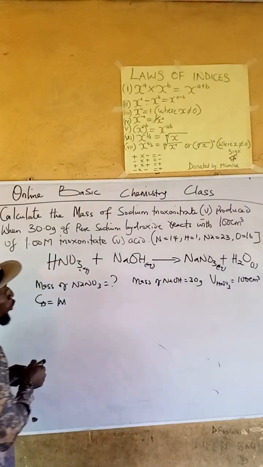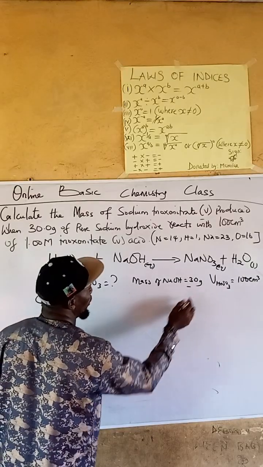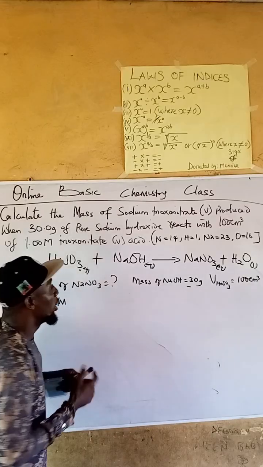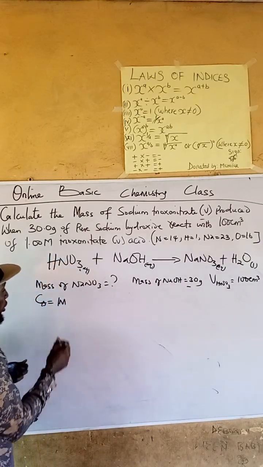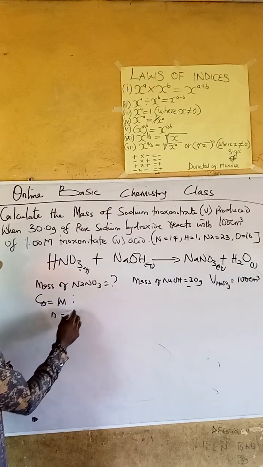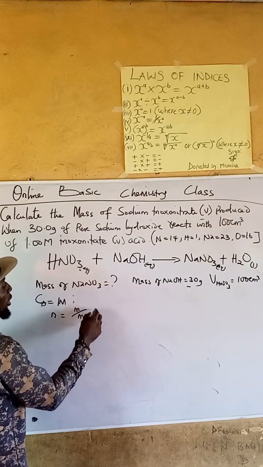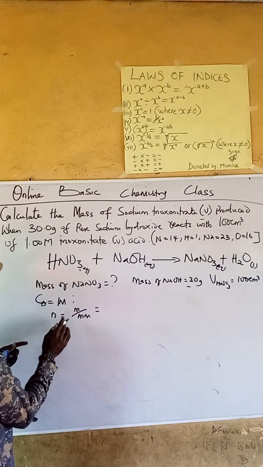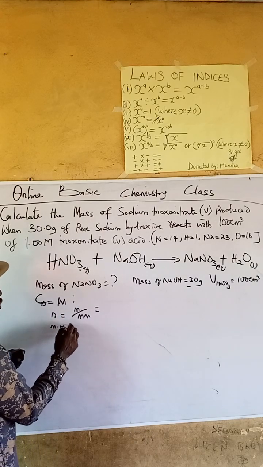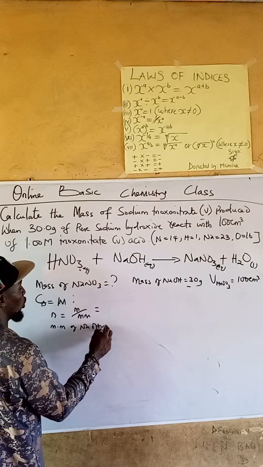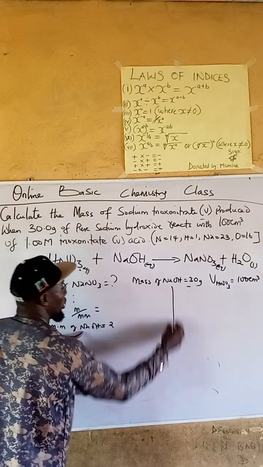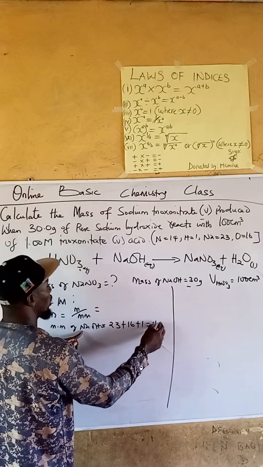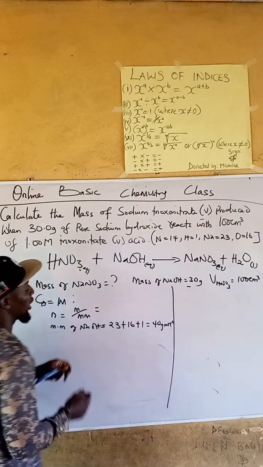Let's look at what we are given. We are provided with the mass of this, and the volume and concentration of this. So we can relate them. First, let's get the number of moles from the mass. We said that n is equal to mass over molar mass. The molar mass of NaOH is 23 plus 16 plus 1, which gives us 40 grams per mole. That's the molar mass of sodium hydroxide.